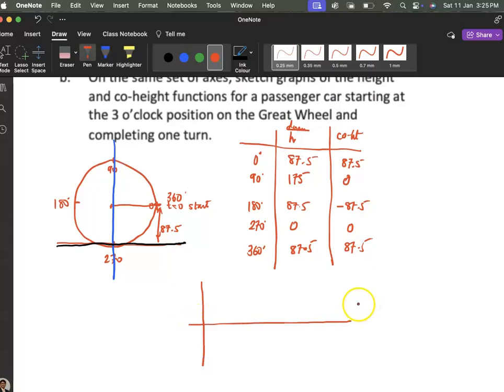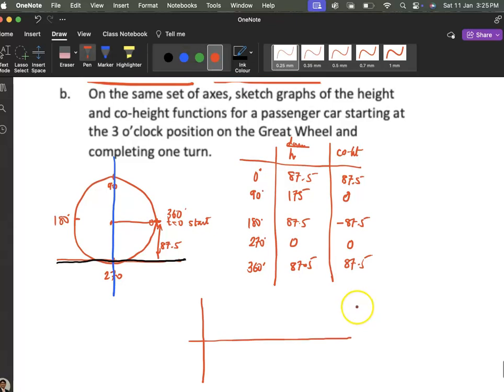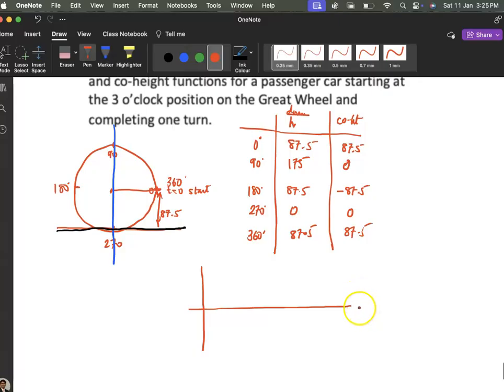Sketch a graph of height and co-height as a function of rotation, completing one turn. So that's 0, 90, 180, 270, 360. This is a rotation. So this is the height as well as the co-height. We'll draw both over here.